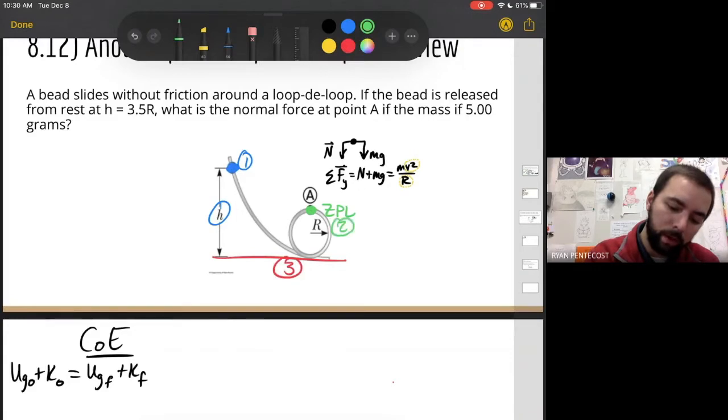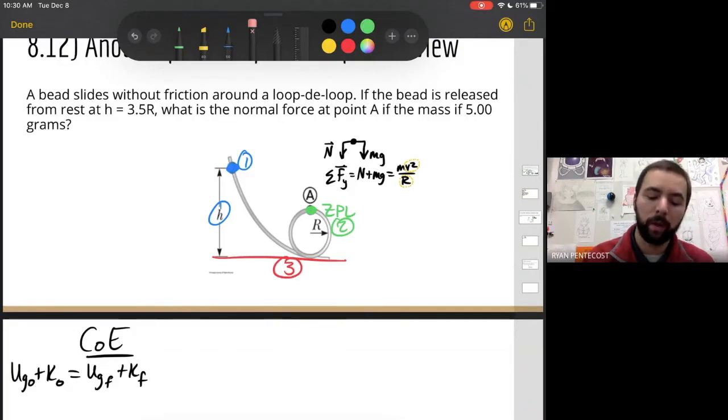Okay, so we've got 3 options. In class, my students favored using point A because that was going to eliminate the final potential energy. You could also use 1 and eliminate the initial potential energy. When I solved this problem, I actually used the ground because all the heights were given to me relative to the ground. So I had a height of 3.5 r. At A, the height would be 2 r. So I use the ground. It doesn't really matter which one you use. You'll get the exact same velocity either way.